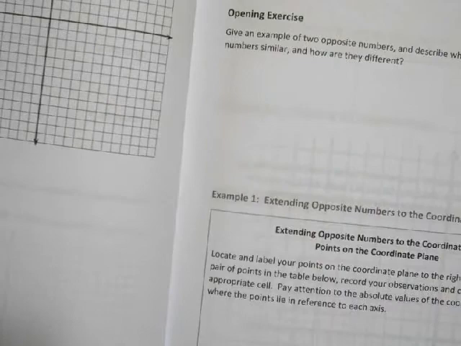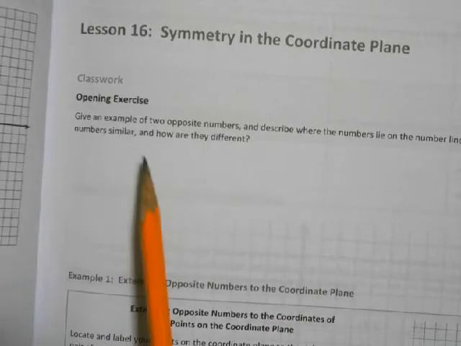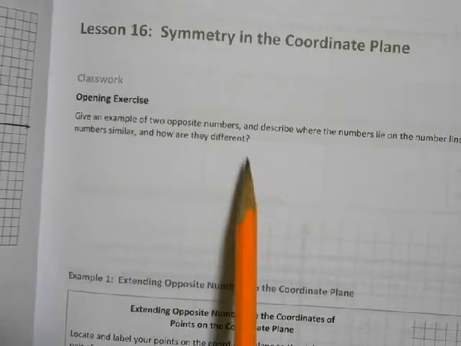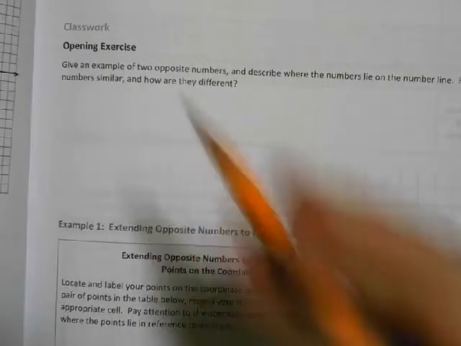So let's go ahead and look at lesson 16. It says, give an example of 2 opposite numbers and describe where the numbers lie on the number line. How are the opposite numbers similar? How are they different? We've talked about this quite a bit.